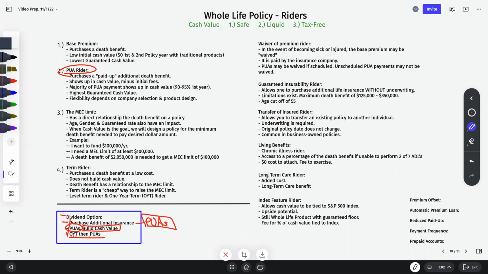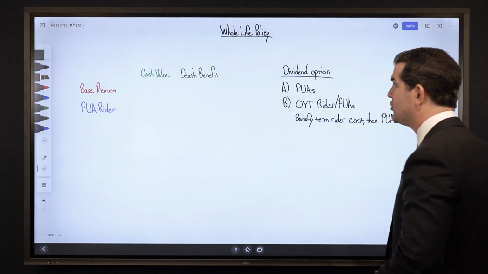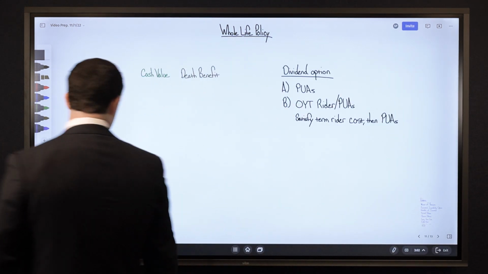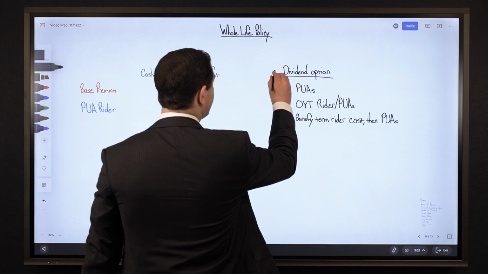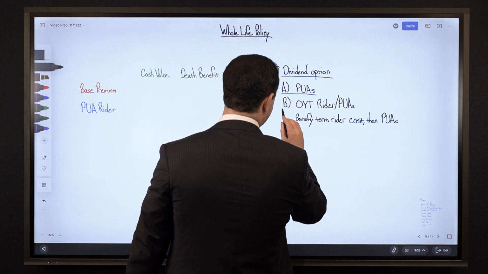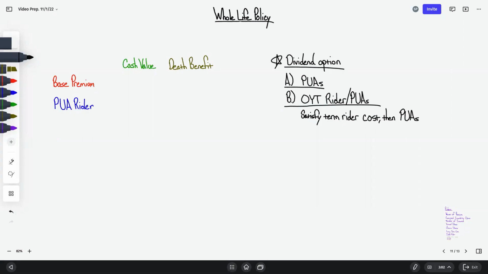So let's take a look at these two options. We're going to first look at a whiteboard demonstration, and then we will look at some literature on life insurance illustrations. So when it comes to a policy, what we've got to the far right, dividend options. Option A, PUAs. Option B, 1 year term rider, and then PUAs. Which one's better? Beginning with the fundamentals of policy design.